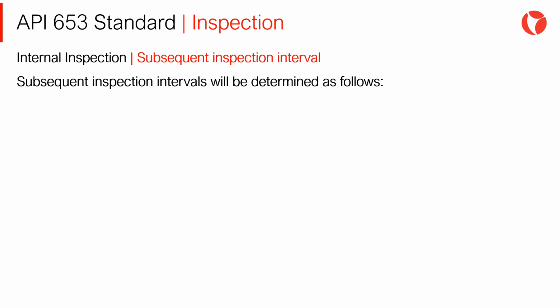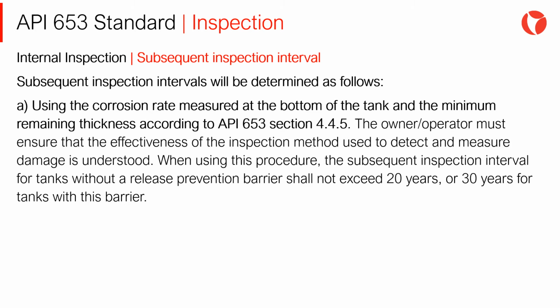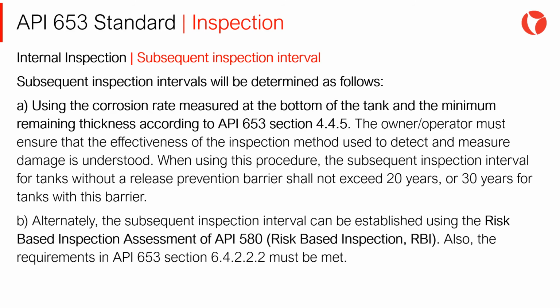Subsequent inspection interval. Subsequent inspection intervals will be determined as follows. A. Using the corrosion rate measured at the bottom of the tank and the minimum remaining thickness according to API 653 section 4.4.5. Or B. Alternatively, the subsequent inspection interval can be established using the risk-based inspection assessment of API 580. Also, the requirements in API 653, section 6.4.2.2 must be met.